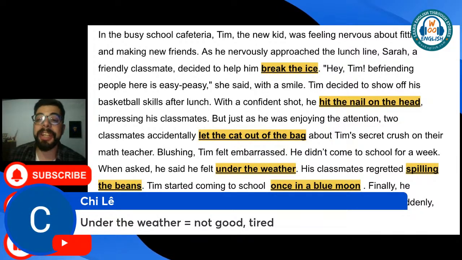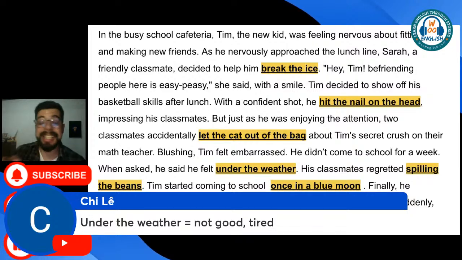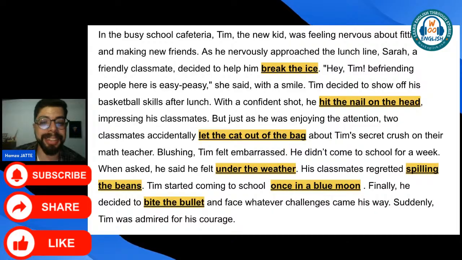To feel under the weather, Chile. To feel under the weather is to not be good or to be tired, or even I can add, to be sick. All right. So basically, when all his classmates knew that he had a crush on his teacher, he decided to stay at home and tell them that he was sick. So that's how he decided to face the bullying.